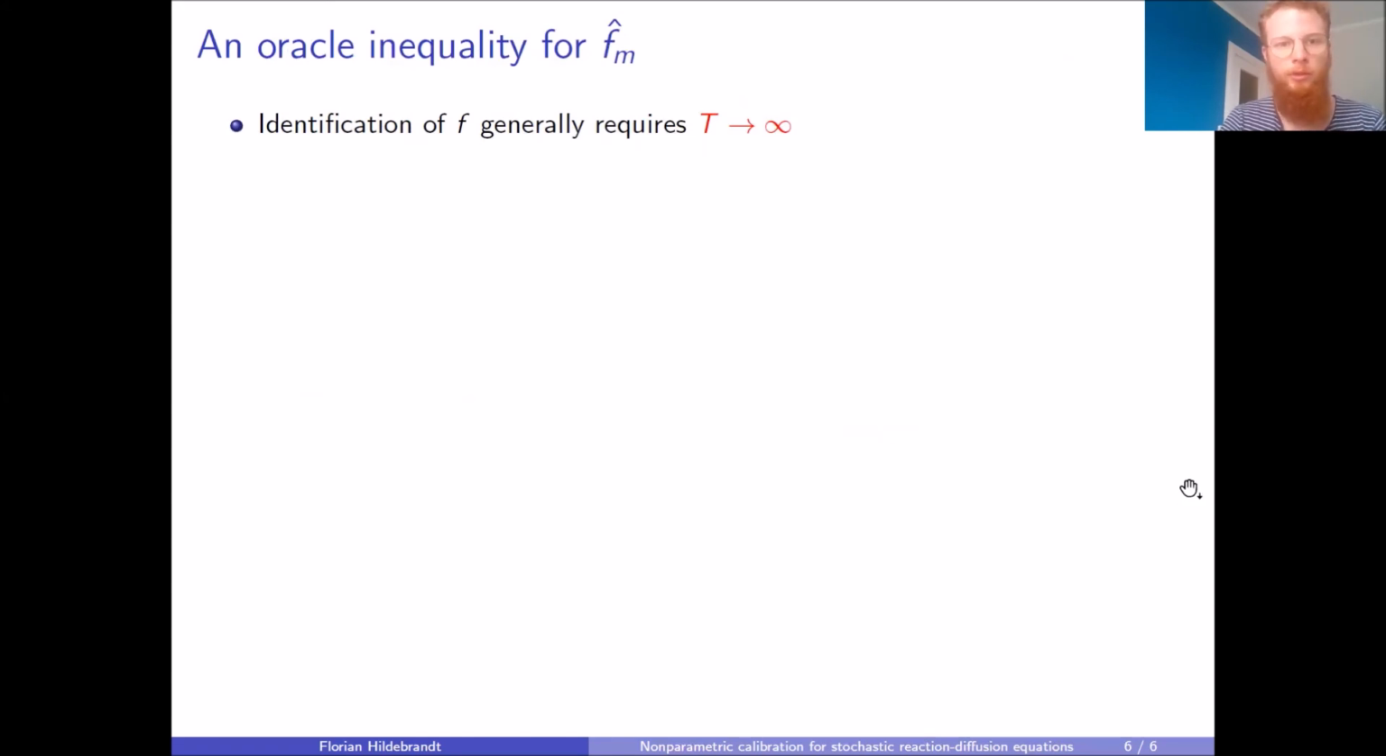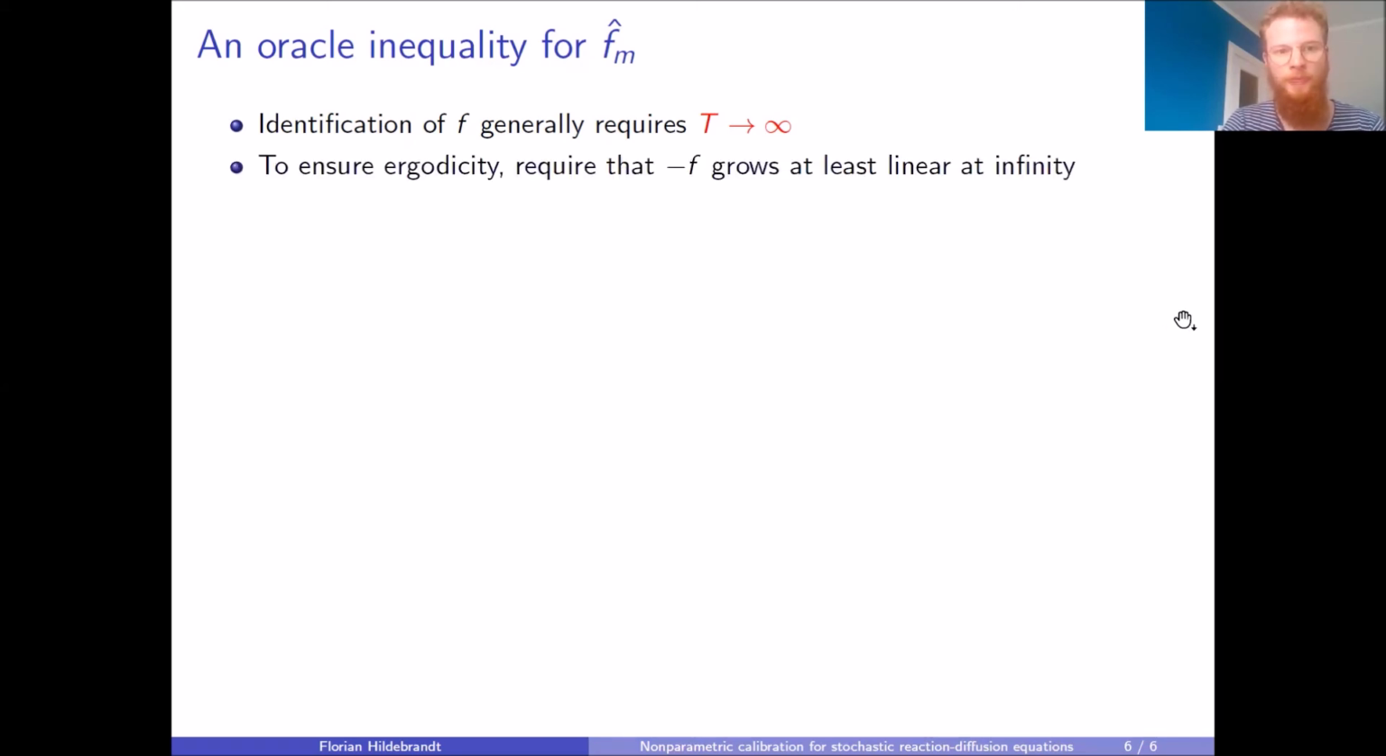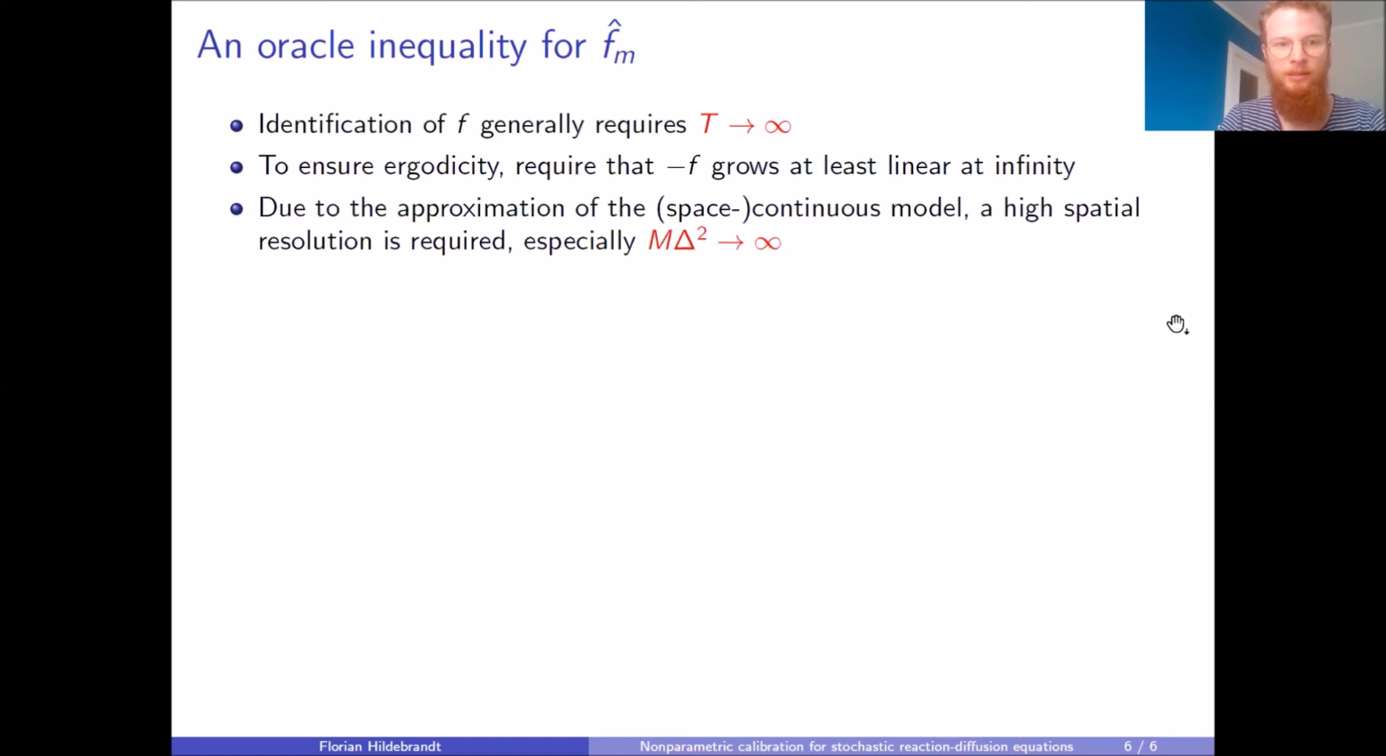Before presenting the inequality, I would like to give some assumptions that we needed to impose. So first of all, in order to get a result for a large class of functions f, we had to require that the time horizon tends to infinity. Secondly, we needed to ensure some sort of ergodicity for the process to be bounded in some sense. And this was done here by requiring that minus f grows at least linear at infinity.